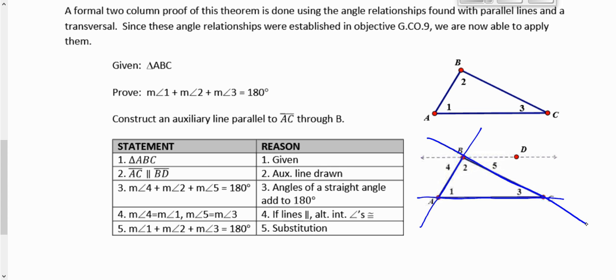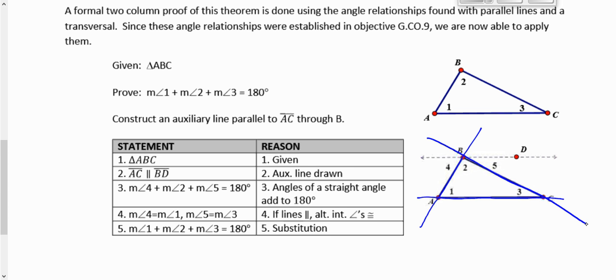Okay, so they stated that angle 4 plus the measure of angle 2 plus angle 5 equals 180. What's the reason there? Angles of a straight angle add to 180. So that was what I gave you up there. So it could be a reason in a proof. So there we go, right? So we established that these three add to 180, right?